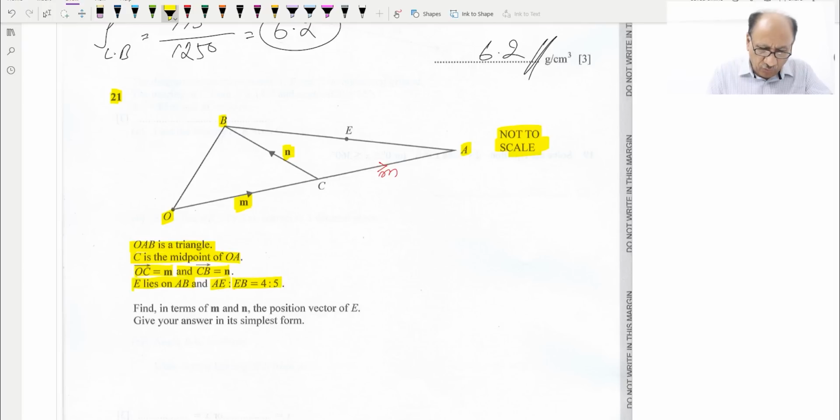AE to EB is 4:5. So AE is 4, so 4:5, and the total is divided into 9 portions, so 4 by 9 and 5 by 9. Then we can go through the rest of the question. Find in terms of m and n the position vector of E. Give your answer in simplest form. The position vector of E means you need to find OE. I will draw OE for you, this one.